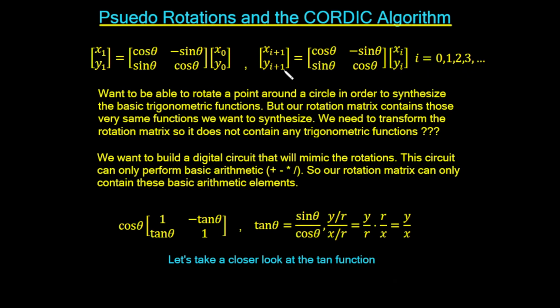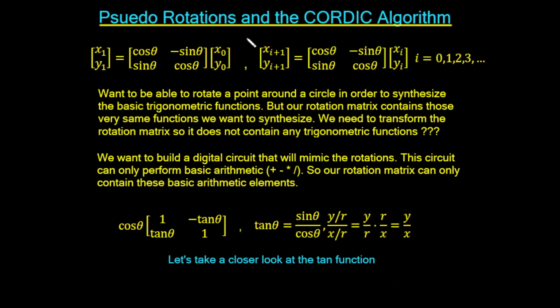So it means that x_{i+1} and y_{i+1} is equal to the rotation matrix times x_i, y_i. So for example, if you were looking to get the 7th rotation point, you would have x_7, y_7 equal the rotation matrix times the value that you got for x_6 and y_6. So you can see here it's going to be this iterative process.